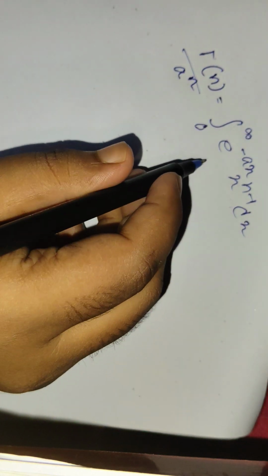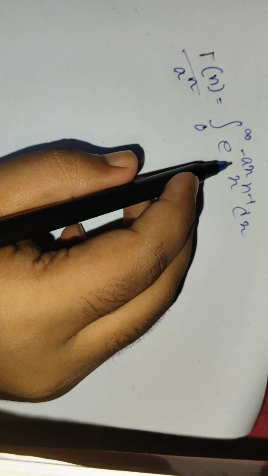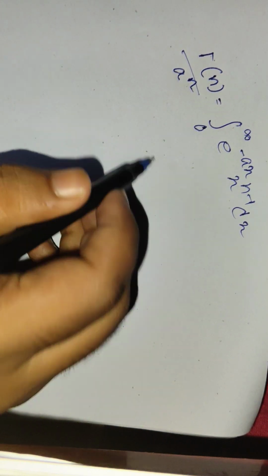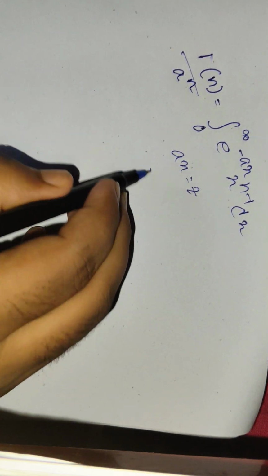Well, this is nothing but gamma n divided by a to the power n. Now, we actually have to prove that. How can we prove it? Basically, we have to make this x also z, so you have to replace ax with z. The limits will be the same.